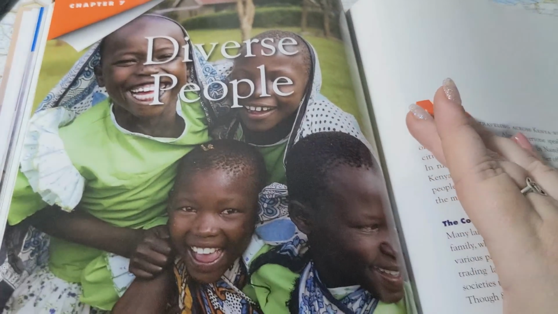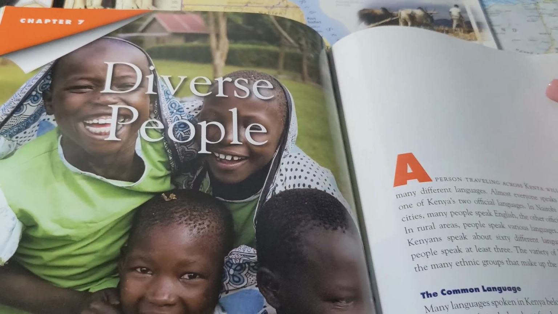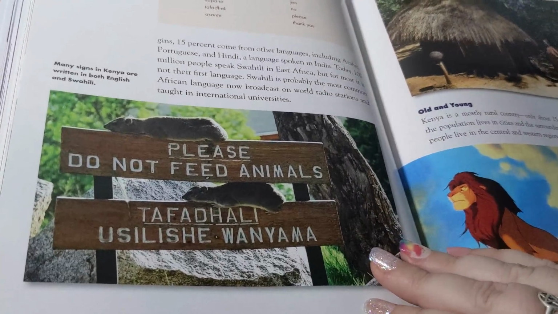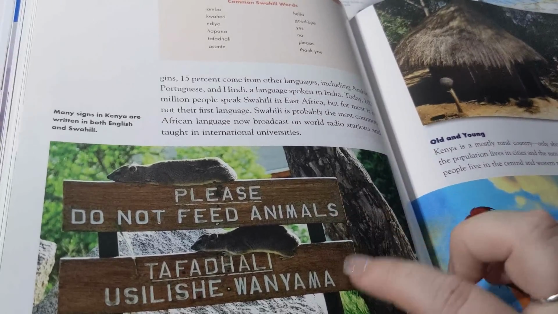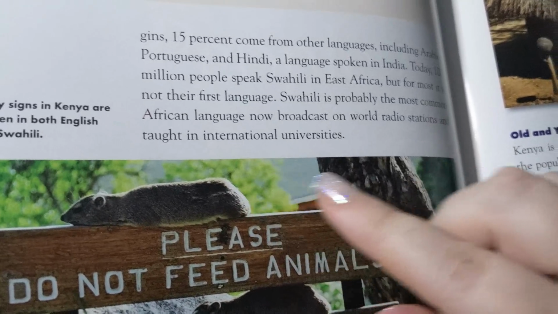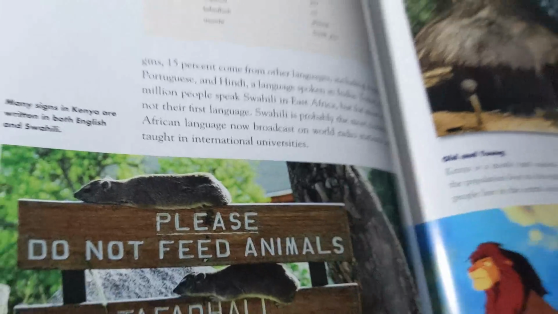Some absolutely gorgeous faces here. Look at these beautiful smiles. So sweet. Please don't feed the animals, in English and Swahili. What are these? Like some kind of squirrel or meerkat or something. Chilling out saying, please feed us.